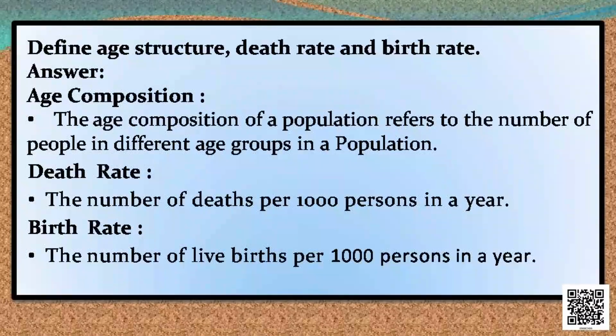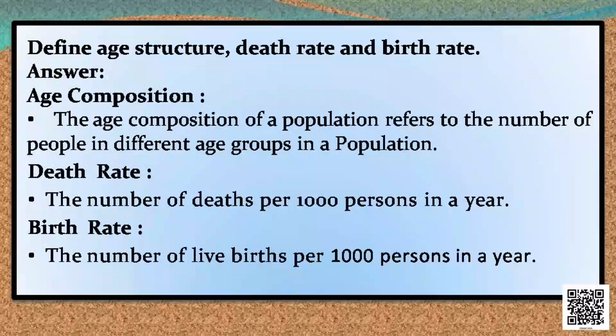Here is another question. Define the age structure, death rate and birth rate. The answer is, the age composition of a population refers to the number of people in different age groups in a country. The death rate is the number of deaths per 1,000 persons in a year. The birth rate is the number of live births per 1,000 persons in a year. It is a major component of growth because in India, the birth rate has always been higher than the death rate.